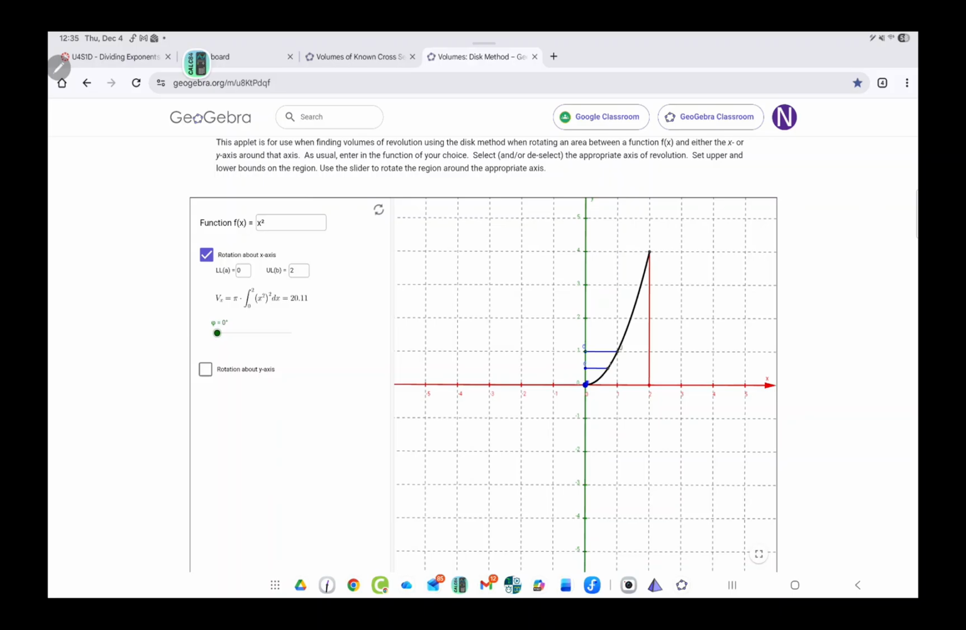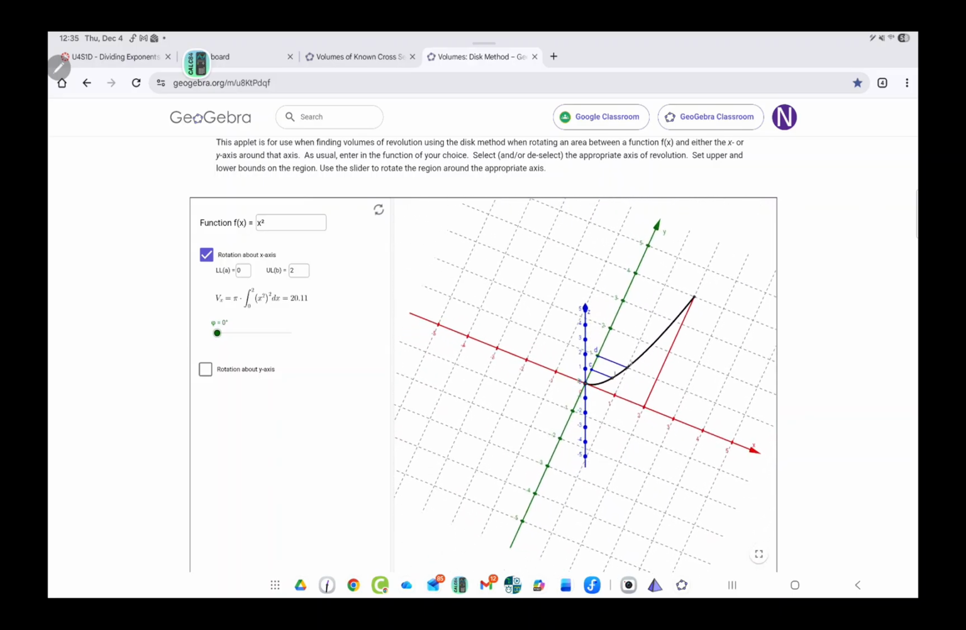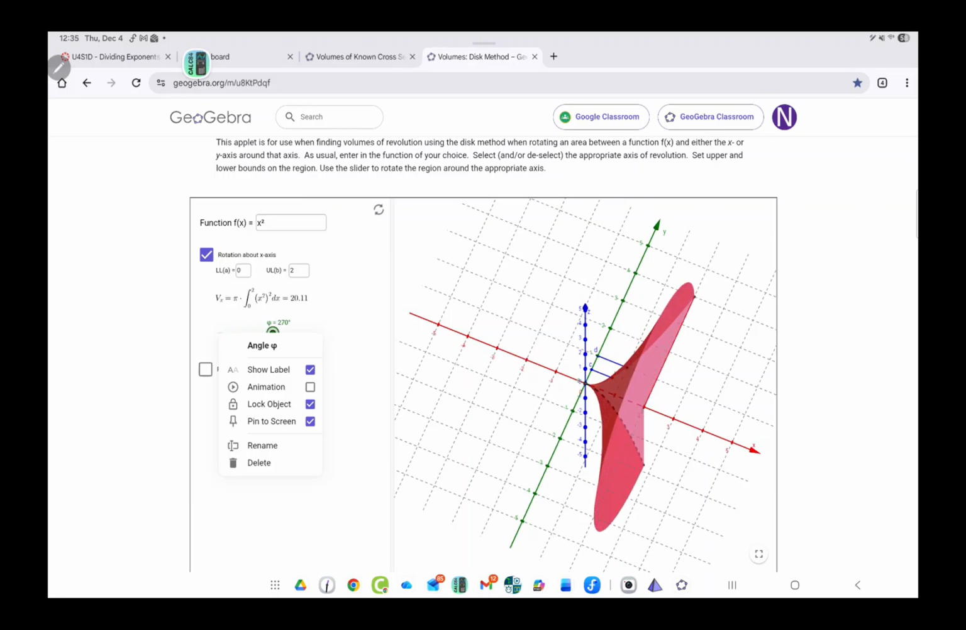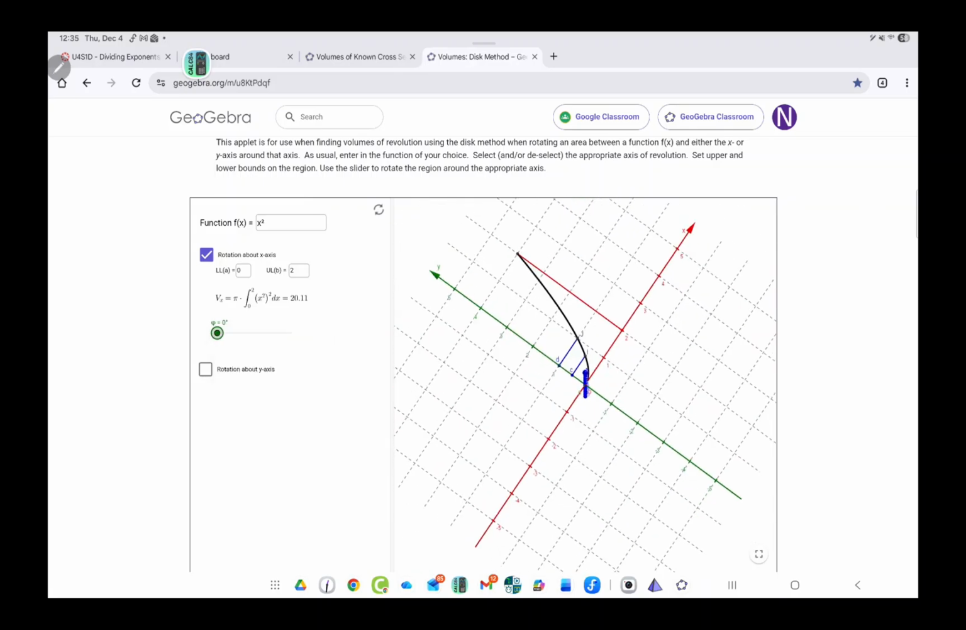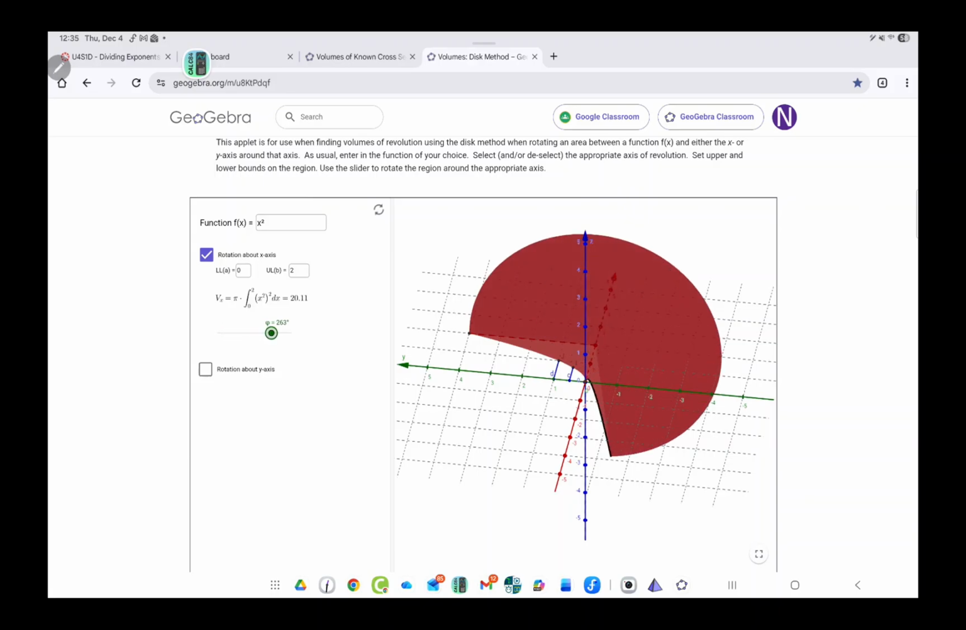So there we go. There's our function that we have created. So what we're going to do is, and let me turn this a bit so we can see this, we're going to revolve that around the axis. Yeah. So revolve that around the x-axis.